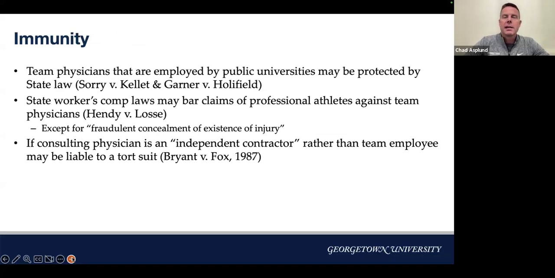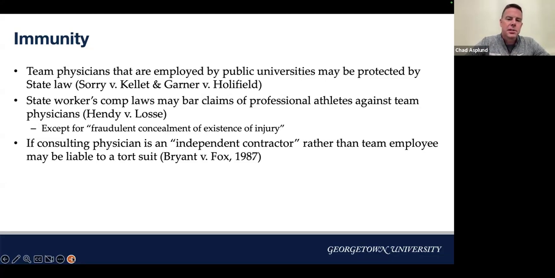Immunity. And so a lot of times certain things may be immune. So team physicians employed by public universities may be protected by state law. So that's not to say that an athlete couldn't file a lawsuit, but rather than filing the suit against the individual physician, that suit would likely have to go against the public university. State workers' comp laws may bar claims of professional athletes against team physicians, except for in cases where there's been fraudulent concealment or existence of a previous injury. And so again, that is state by state, and sometimes you've got to make sure that you check that.